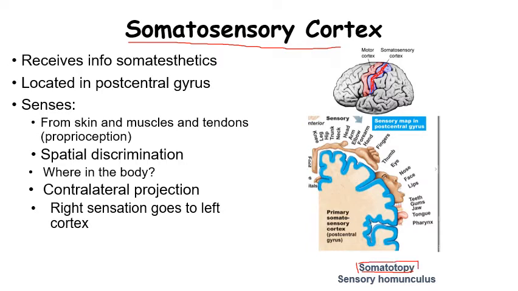The other bit of information you're getting from here is, look at how much of the cortex is devoted to the different regions of the body. This gives you an idea of how much reception we have at these different regions. If we have more receptors, we've got to devote more regions of the somatosensory cortex to that region.